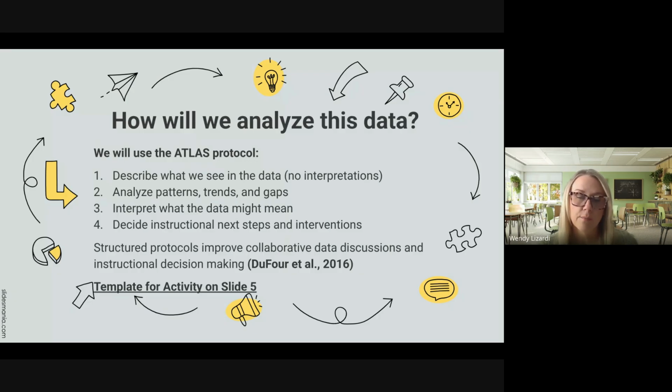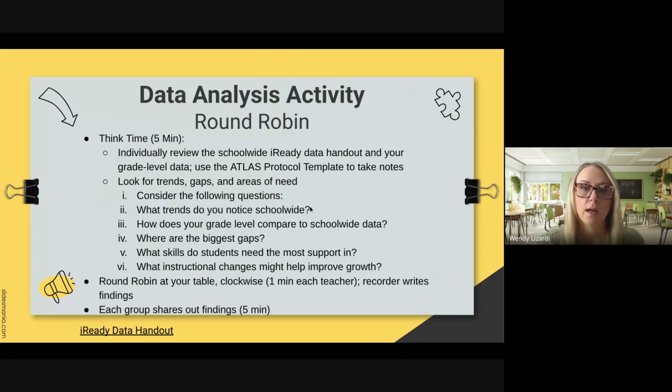So you have a template for this. I'm going to also give you a handout, and you'll see this on the next slide. I'll give you our iReady data handout. It has our school-wide data, and then it's also broken down by grade level. So go ahead and grab that template handout so you can take your notes on it. And then in this next slide, you'll see what the activity is.